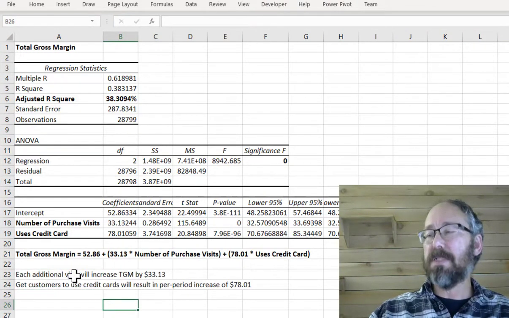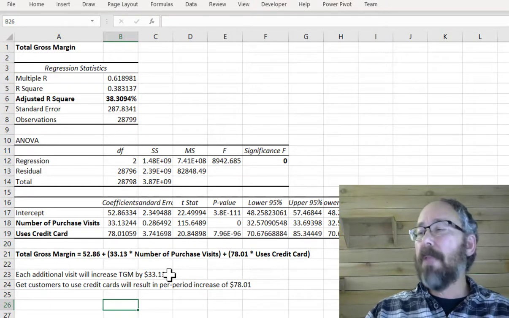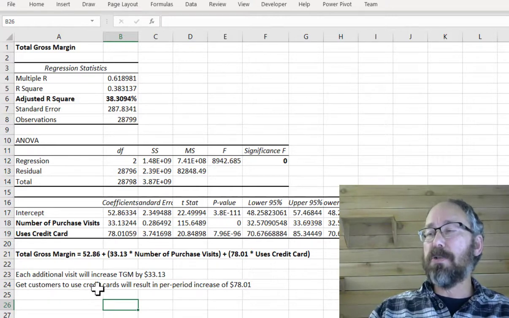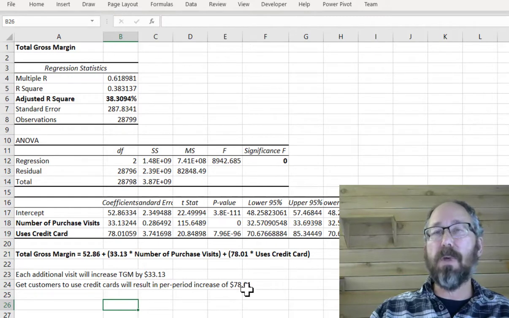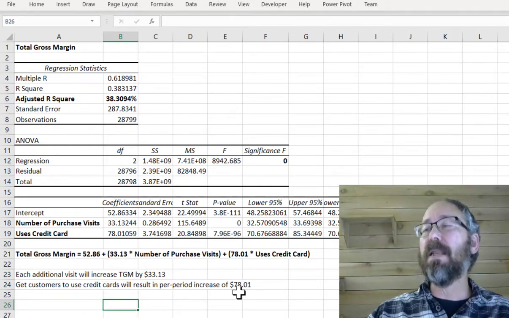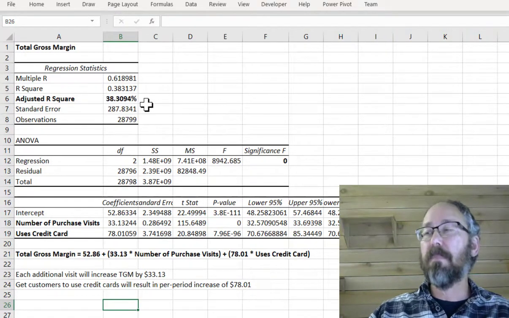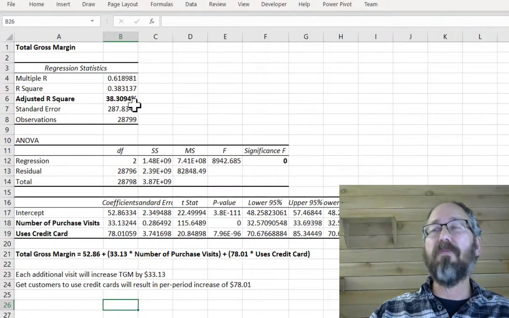That each additional visit will increase the total gross margin by $33.13, everything else being equal. And that to get customers to use credit cards will result in a per period increase of $78.01. And we are assuming that per period is 1 year. Now, all of that is considering that it's only defining or explaining 38.3094% of total gross margin.